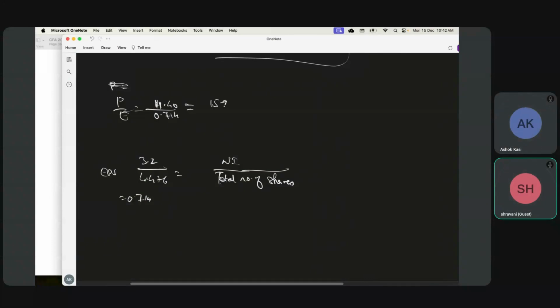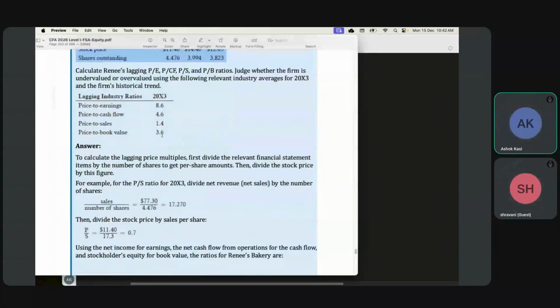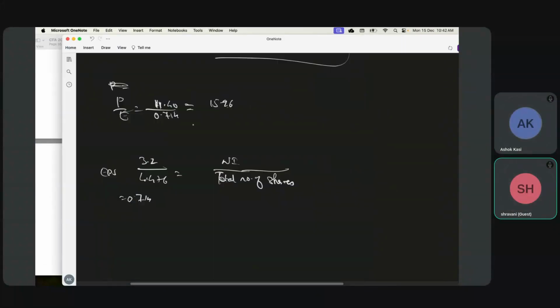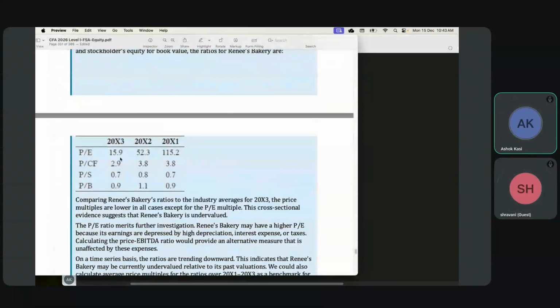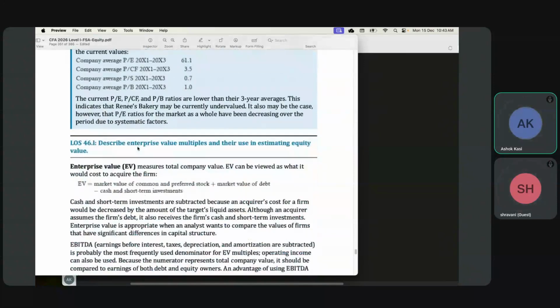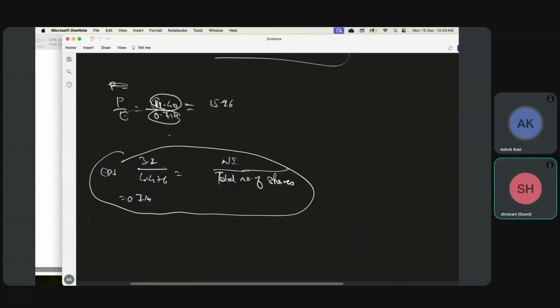15.96. So that is the price to earning ratio. Same way we have to do for the rest. 15.9, 15.96, 15.9. Okay, that you try later on. If you face problems, then let me know. But it's the same way only. Everywhere you have to calculate price. Numerator is given. Denominator you have to do in this way, similar to this.